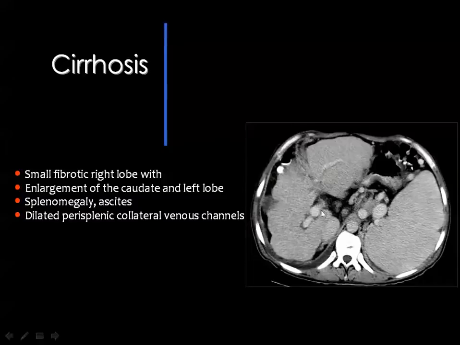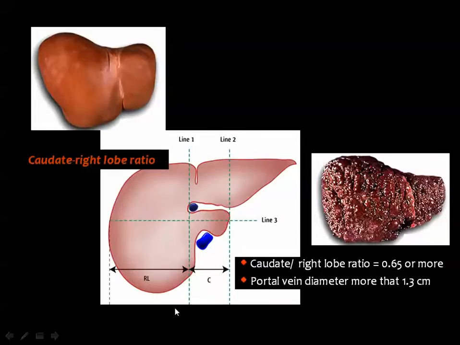And it's usually said that there is a shrunken liver, particularly affecting the right lobe, while the left lobe and the caudate lobe are abnormally enlarged, and there may be ascites, and the spleen is usually enlarged, and you get signs of portal hypertension in the form of dilated portosystemic collaterals around the spleen and in the region of the gastroesophageal junction. The issue of portal hypertension will be explained in detail in the lecture of splenic imaging.